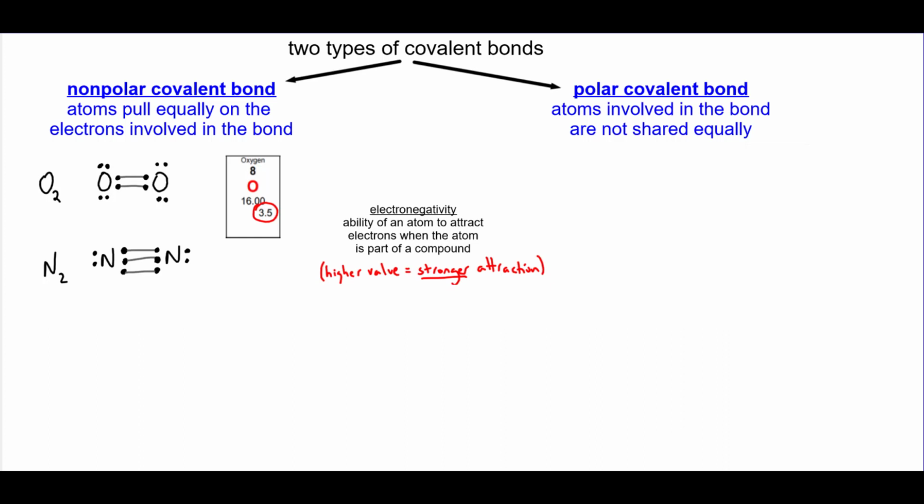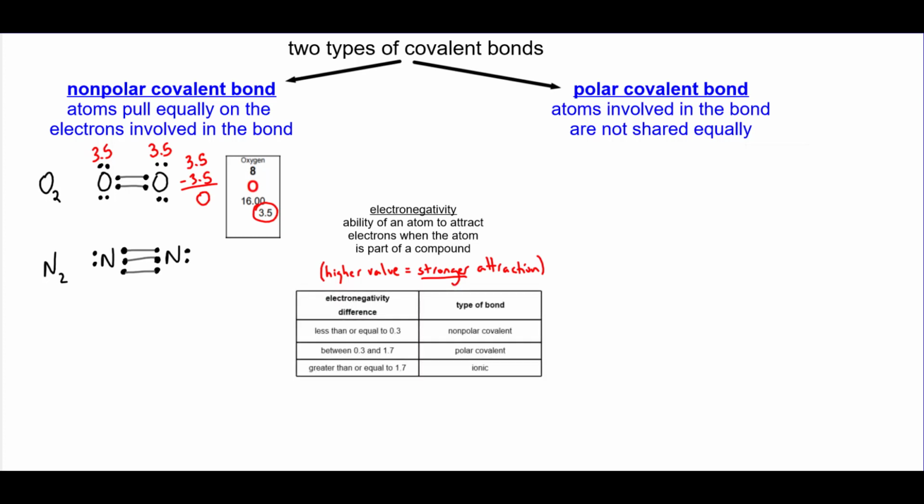So with both oxygens having an electronegativity of 3.5, I hope you can see that they're equally pulling on these electrons, and if we were to subtract them, 3.5 minus 3.5, of course that works out to be 0. And you can see on this table here that that lines up perfectly with less than or equal to 0.3, and so that's a non-polar covalent bond.